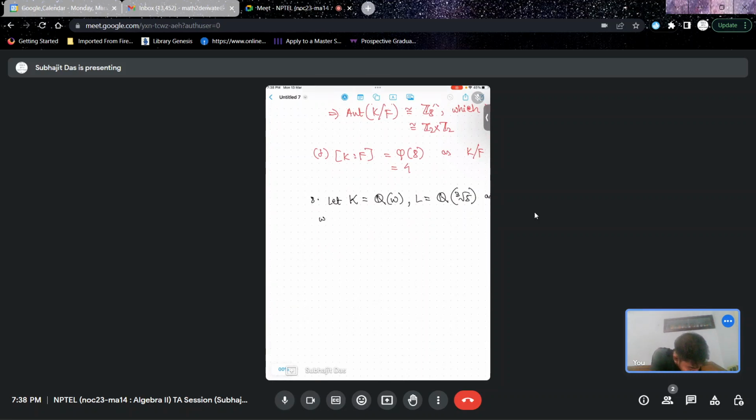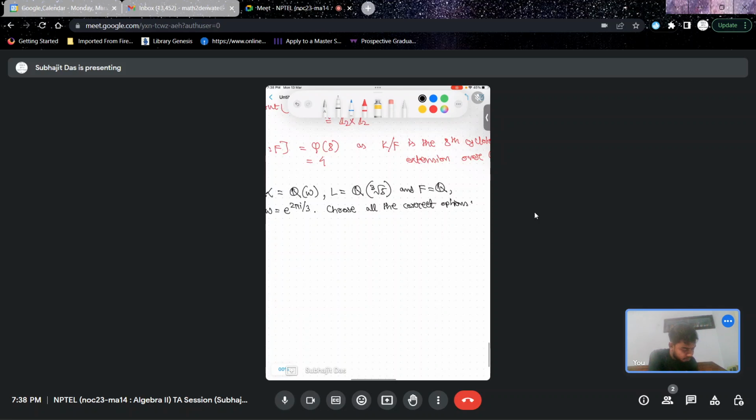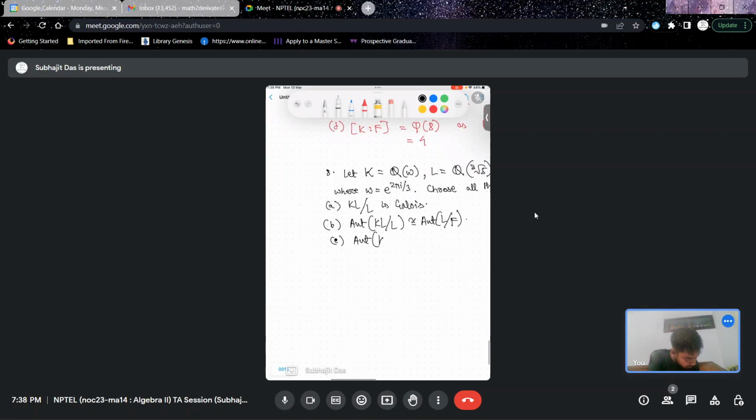So where omega is equal to e to the power 2 pi i over 3. So we need to choose all the correct options. Option A says that KL over L is Galois. Option B says that Aut(KL over L) is isomorphic to Aut(L over F). Option C says that Aut(KL over L) is isomorphic to Aut(K over F). And option D says that L over F is Galois.